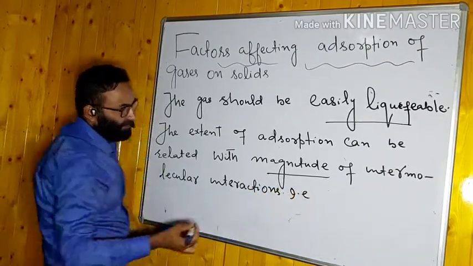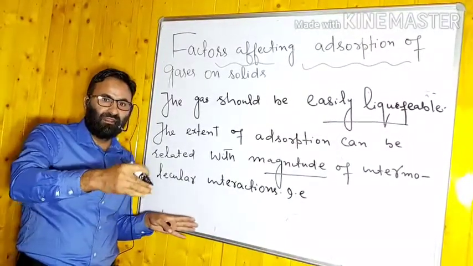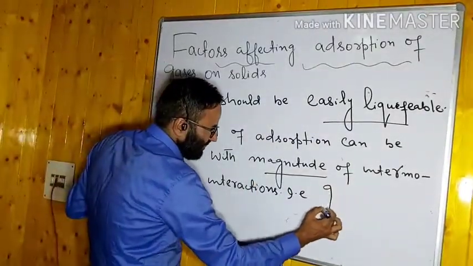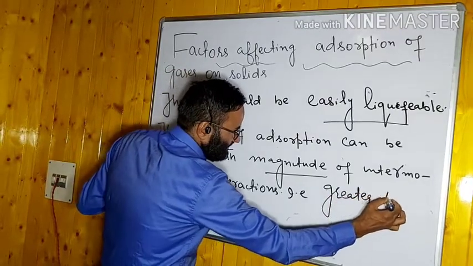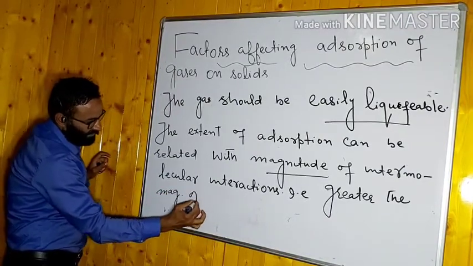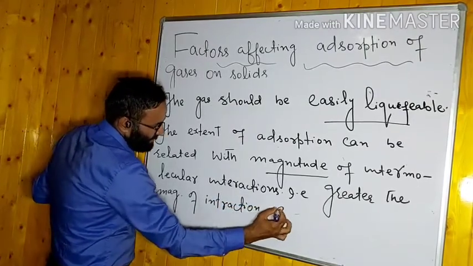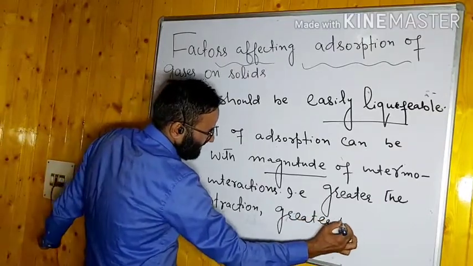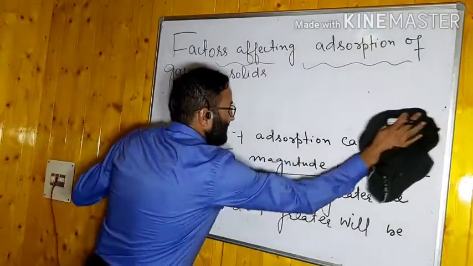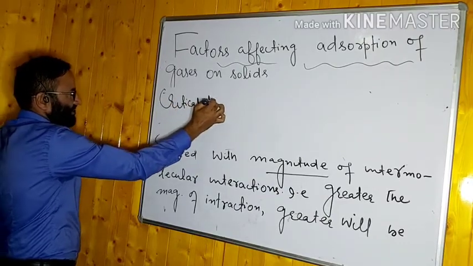Now you can relate, greater the magnitude of interaction, greater will be the critical temperature, greater will be the ease of liquefaction, and greater will be the extent of adsorption. That is, you can mention these 4. This is the relation you can mention. Greater the magnitude of interaction, greater will be Tc. What is Tc? Critical temperature. ये हमने 11th में पढ़ा है. Greater will be critical temperature.